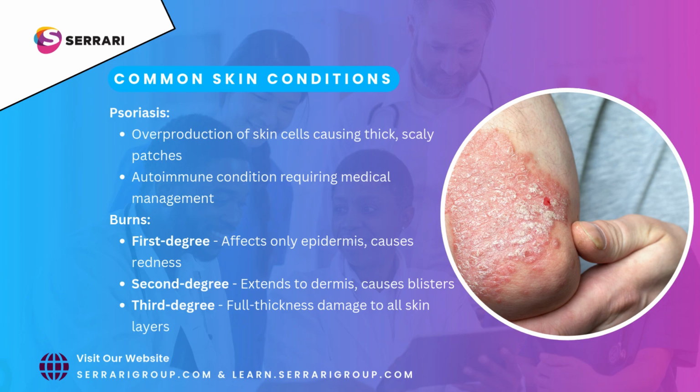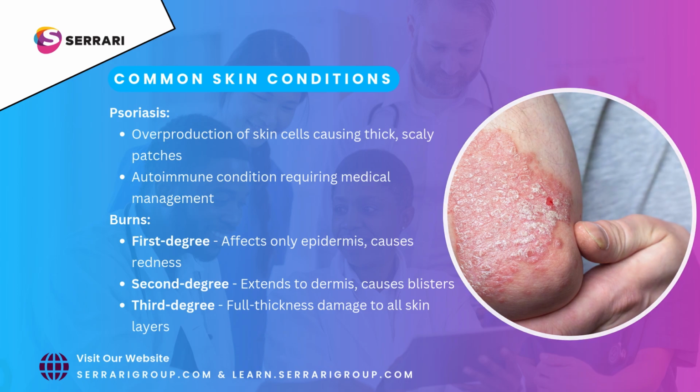Psoriasis. Overproduction of skin cells causing thick, scaly patches. Autoimmune condition requiring medical management. Burns. First degree affects only epidermis, causes redness. Second degree extends to dermis, causes blisters. Third degree, full thickness damage to all skin layers.